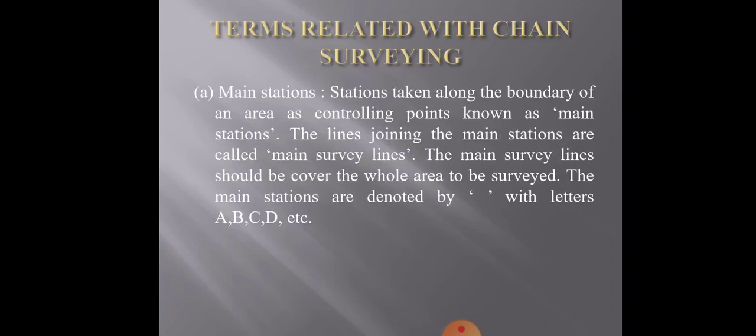Main stations are taken along the boundary of an area as controlling points, known as main stations, and the lines joining the main stations are called main survey lines. The main survey lines should cover the whole area to be surveyed. The main stations are denoted by the letters A, B, C, D, etc.